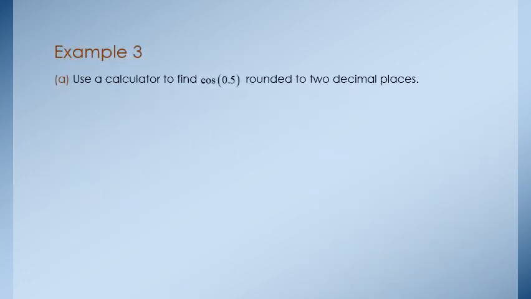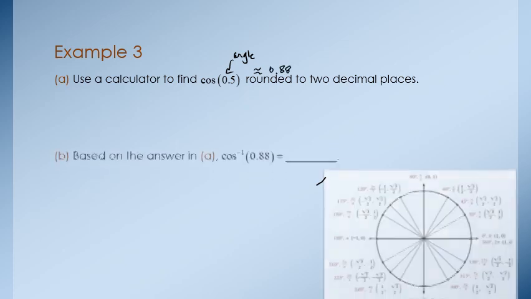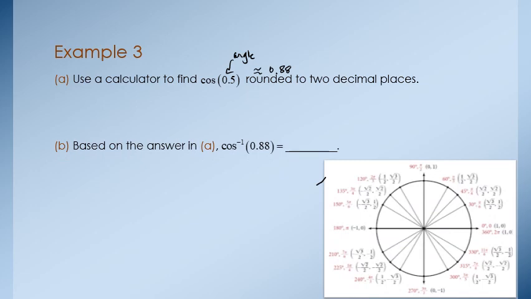Example 3. Use a calculator to find the cosine of 0.5 rounded to 2 decimal places. So using your calculator, go ahead and input the cosine of 0.5 and see what you get. Remember that when we're dealing with a cosine, the input is an angle. And because we don't see any degree markers on this one, we can assume that we are in radians. So I get an answer of 0.88. Make sure that you agree with that. Based off of this answer, cosine inverse of 0.88 should be 0.5.